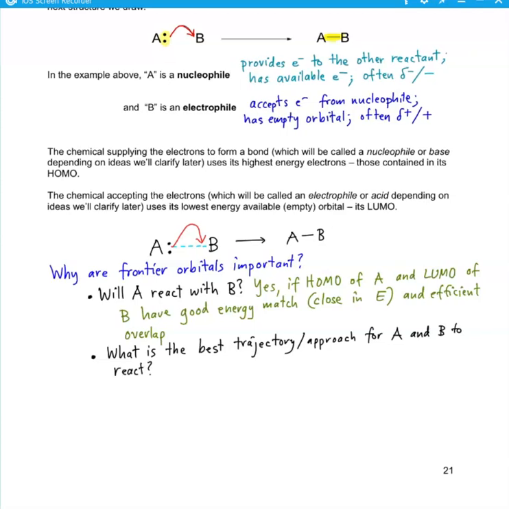The answer to that is that the best approach is the one that gives you the maximum overlap between the involved frontier orbitals. So the best approach is the one that provides maximum overlap between the frontier orbitals.